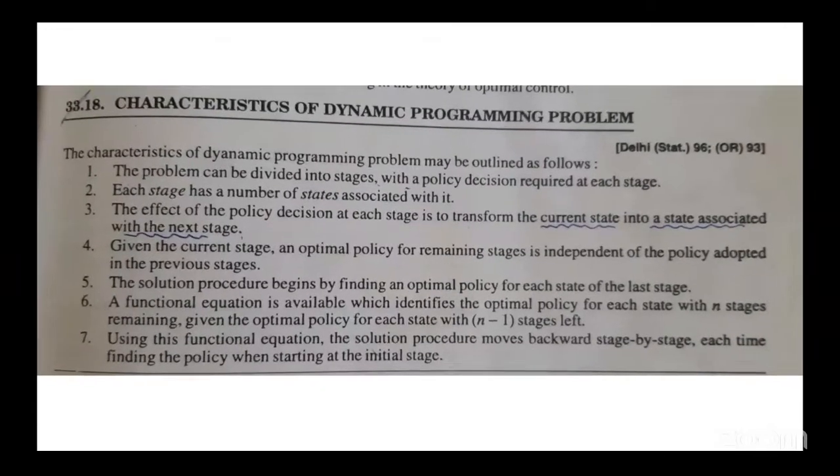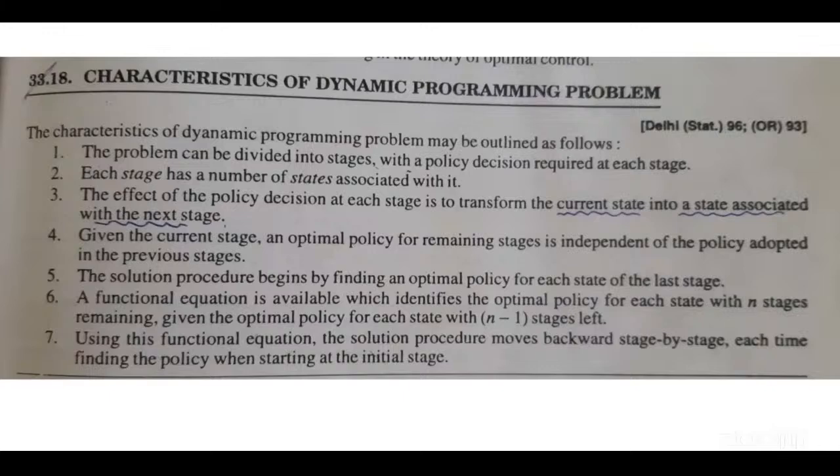The problem can be divided into stages. A policy decision at each stage means how many unknown variables are there. Depending on that number of unknown variables, we have to divide the problem into that number of stages. And each stage, the decision required at each stage. And each stage has a number of states associated with it. So how many stages are there, that kind of number of states will be derived in that problem. So the states will be connected with each and individual stage.